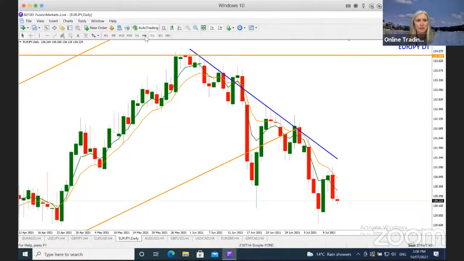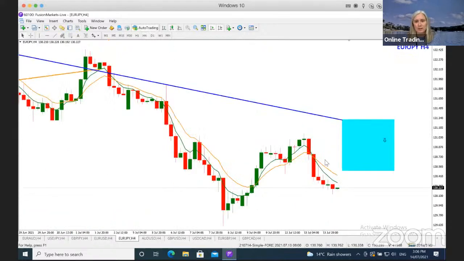So in terms of the setup on the 4-hourly time frame, I'm looking for anything around this area. There wasn't really a good reversal there, so I didn't get in. But if it was to go sideways or come a bit further up, then I would look for an entry for a short.